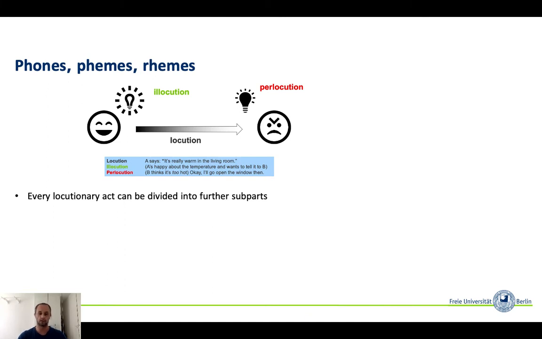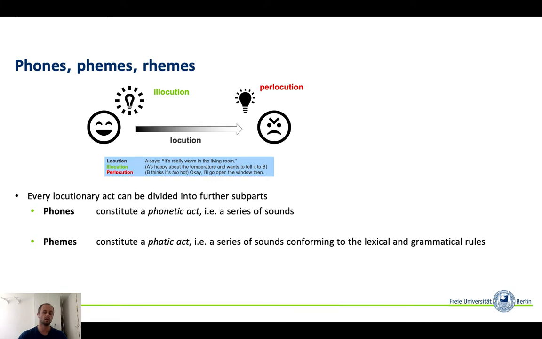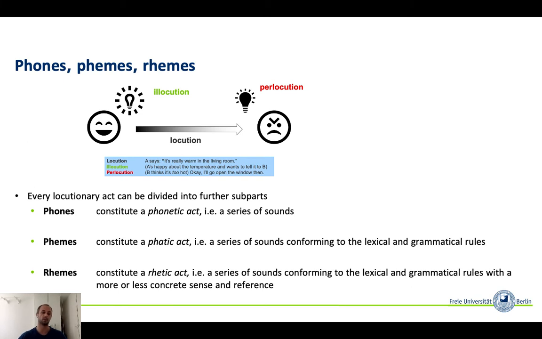Okay. And now if we focus on locution, on the words that we use to perform a speech act, if we follow John Austin's principles, we'll find out that this again can be subdivided into smaller parts. So we have something that we call a phonetic act, a series of sounds. Then we have a phatic act, which describes a series of sounds that is not random, but that conforms to the lexical and grammatical rules of the language we are speaking. And then we have the third layer, which Austin calls the rhetic act, meaning the series of sounds that conforms to the lexical and grammatical rules of the language we're using should also have more or less concrete reference, for instance.